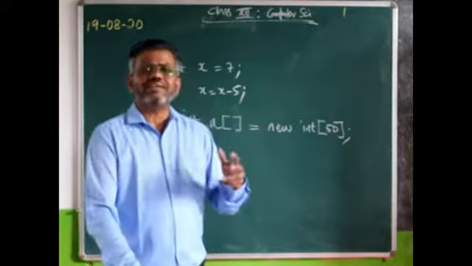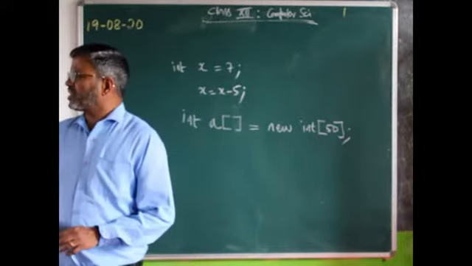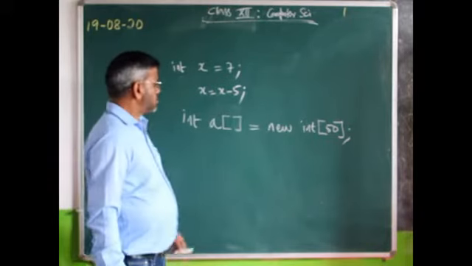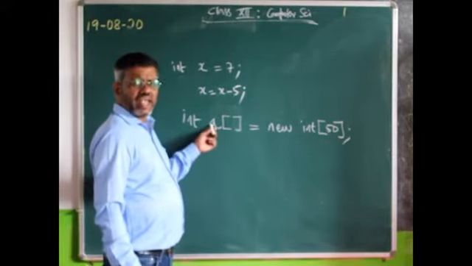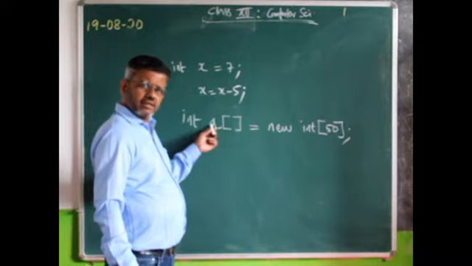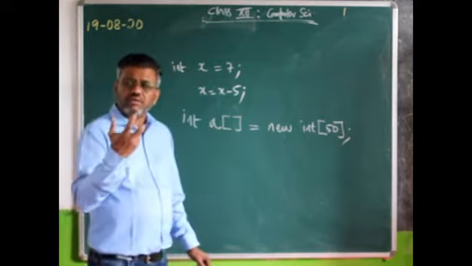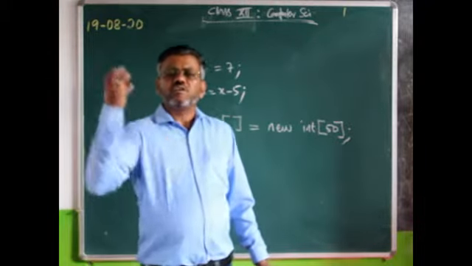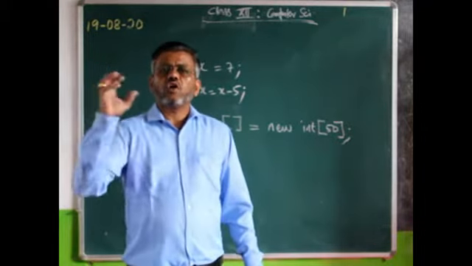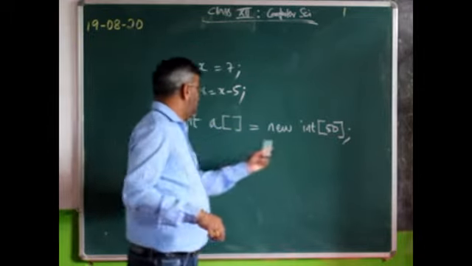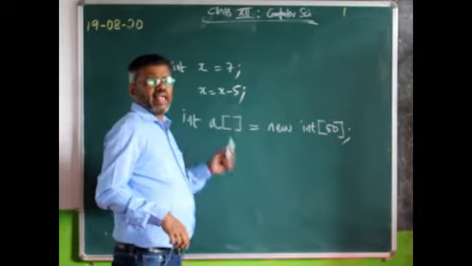This is how I declare an array. What is the declaration of arrays? I tell my computer I'll be using a variable called A. New is the keyword which reserves, or allocates, 50 integer values in variable A.